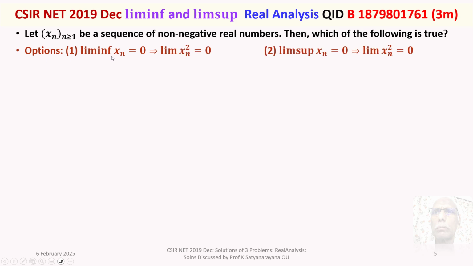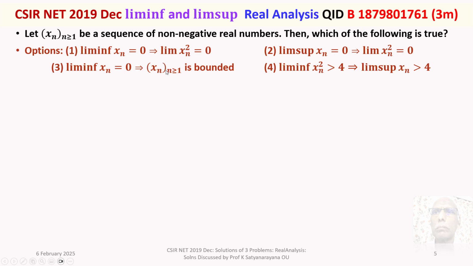Option 1, limit inferior of Xn is 0 implies limit of Xn square is 0. Option 2, limit superior of Xn is 0 implies limit of Xn square is 0. Option 3, limit inferior of Xn is 0 implies the sequence Xn is bounded. Option 4, limit inferior of Xn square is greater than 4 implies limit superior of Xn is greater than 4.